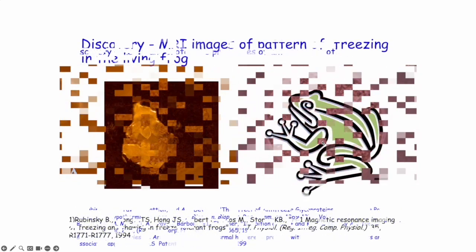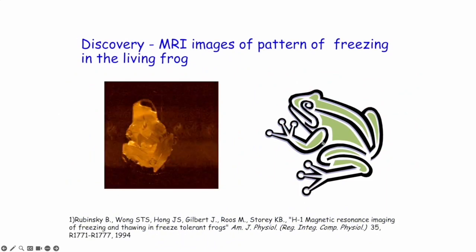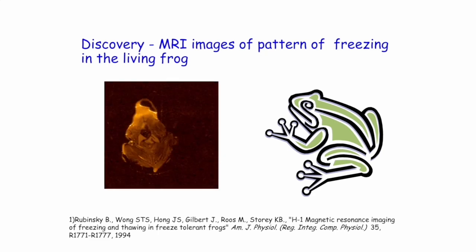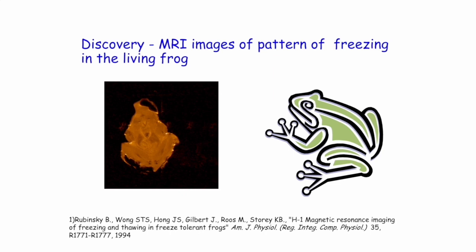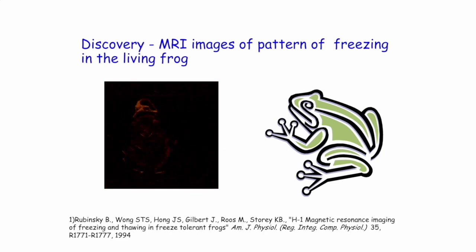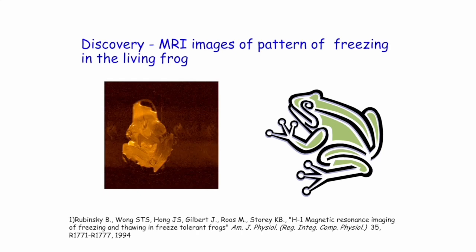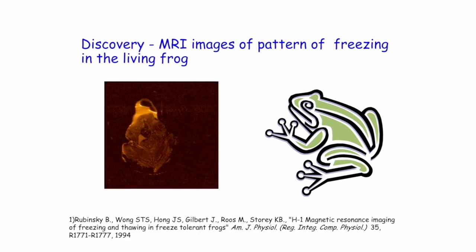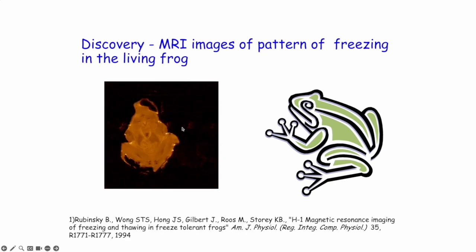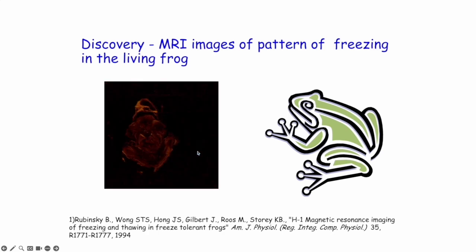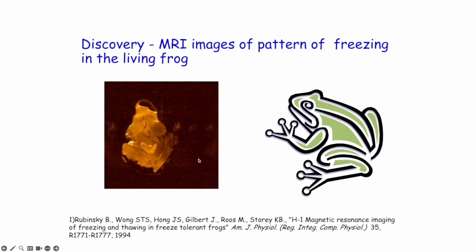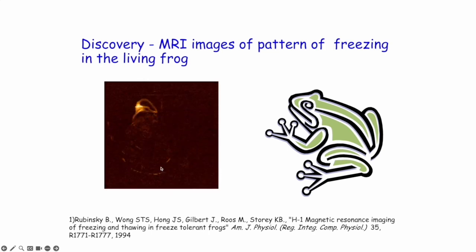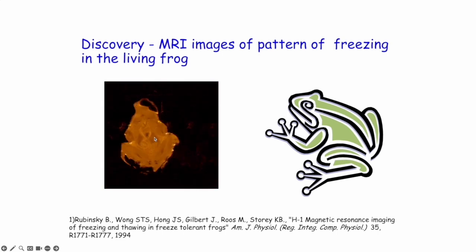Now, with respect to the frog that survives freezing, again, work done with Ken Storey. We did an MRI of the frog as it freezes. And dark is ice. Light means living tissue. I cannot slow it down, but if you look carefully, you'll see that freezing begins from the leg. This is the head, and this is the liver, this is the heart.